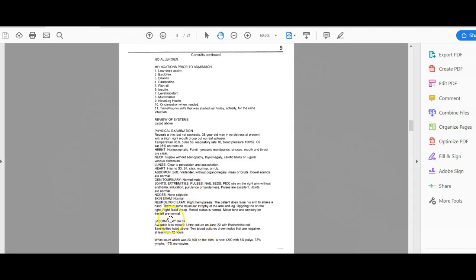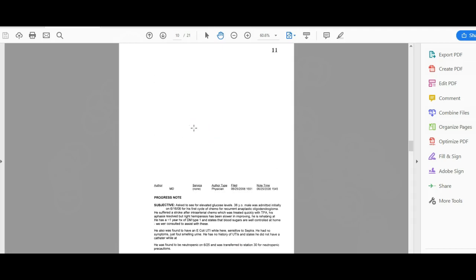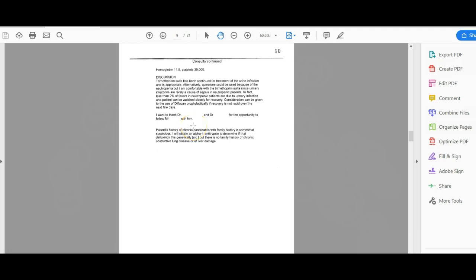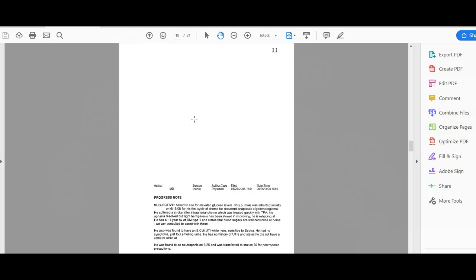And then what we do want to look for is the laboratory data. So under there, it does mention again that the urine grew out Escherichia coli. So again, that's important. This is just the ending of that consult. Nothing there really that we need to be watching for.